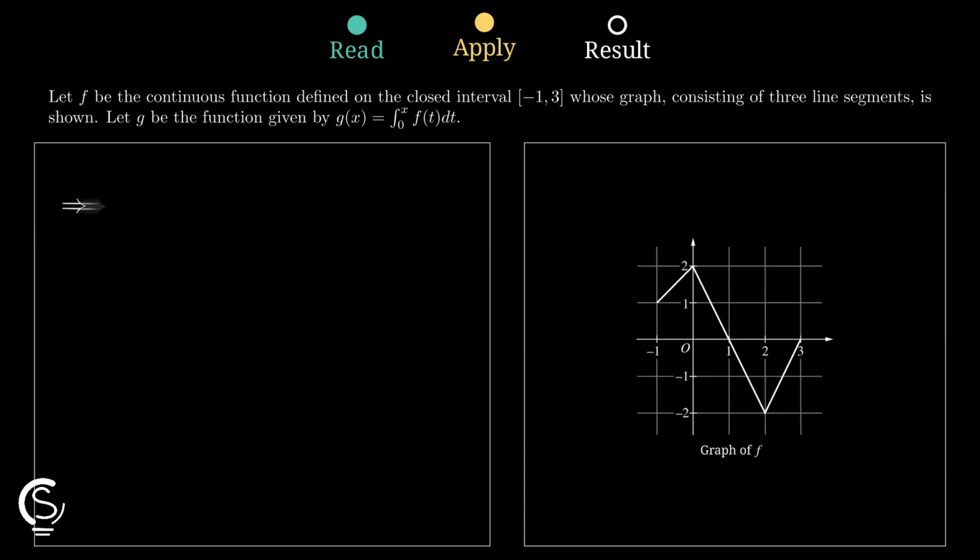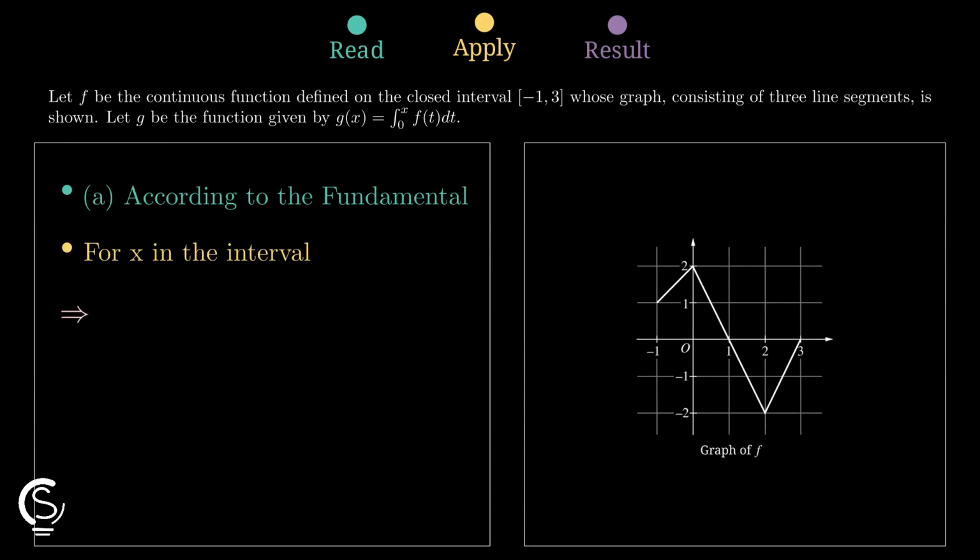For x in the interval [-1, 0], the graph of f is a line with constant slope. 0 - (-1) = 1. Thus, g''(-1/2) = f'(-1/2), which is 1. Part C.